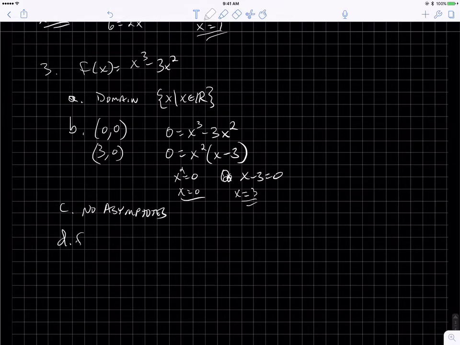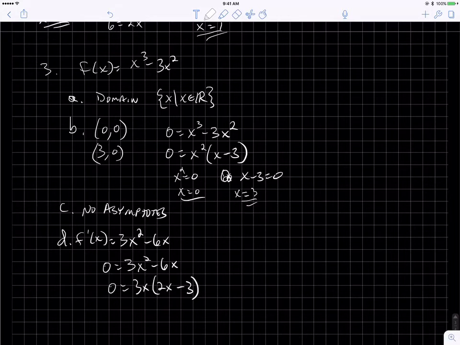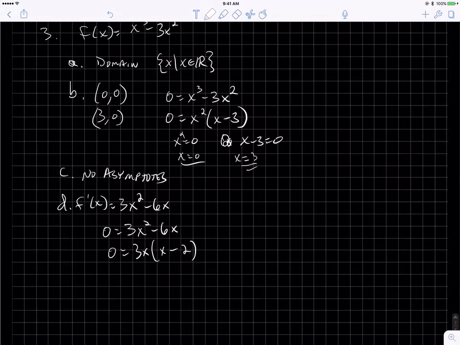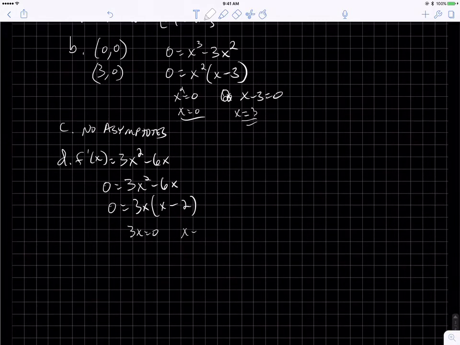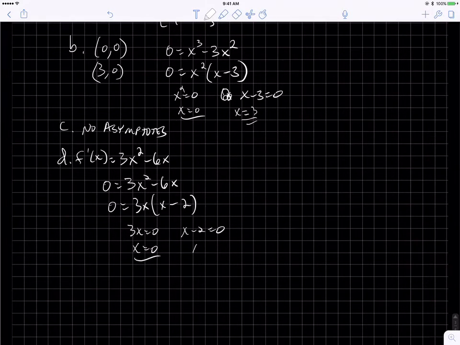D, first derivative test. I set it equal to 0 and solve for my critical numbers. I'm going to factor again because it's a polynomial. If I pull out a 3x, I get x minus 2. So I set each factor equal to 0 and solve. x equals 0, x equals 2.